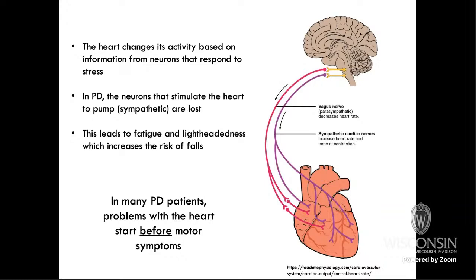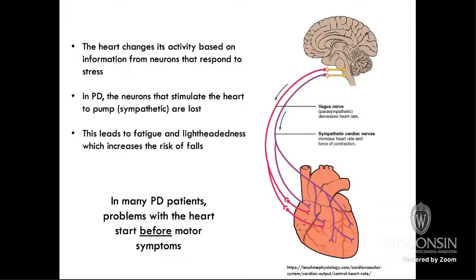So the autonomic nervous system that affects the heart includes the parasympathetic and sympathetic nervous system, illustrated here on the right. The parasympathetic nervous system is that rest and digest part of your nervous system that really focuses on digestion of food and calming down activity throughout the body. The nervous system that's affected in Parkinson's disease is the sympathetic nervous system. This is also known as the fight or flight nervous system.